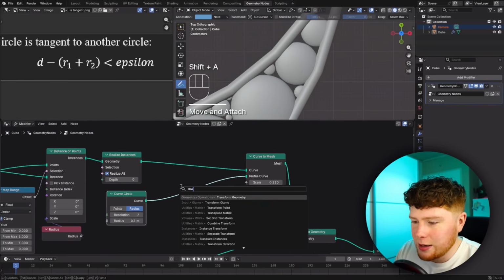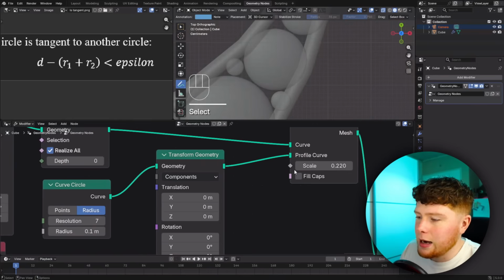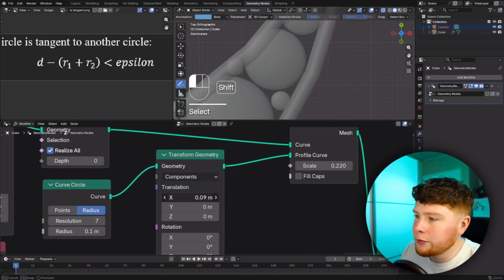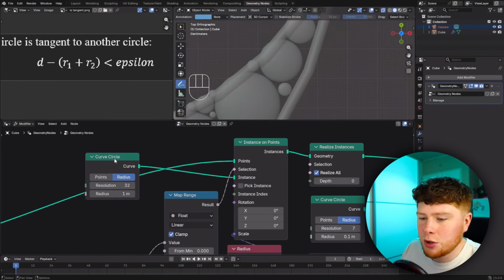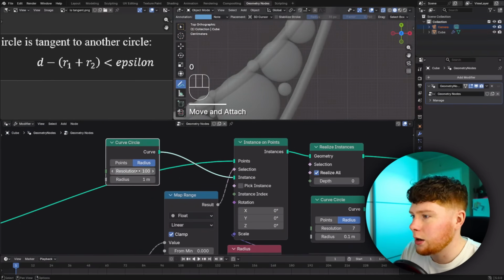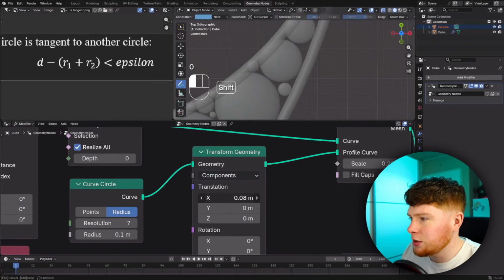And to fix this, let's do a transform geometry nodes. And if we move the profile curve over the x-axis, you see we can make the outer circle already go out of it. Let's actually make the resolution of this curve circle like 100 so that we can see a bit easier what is happening.